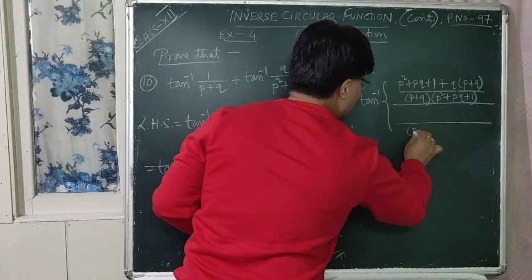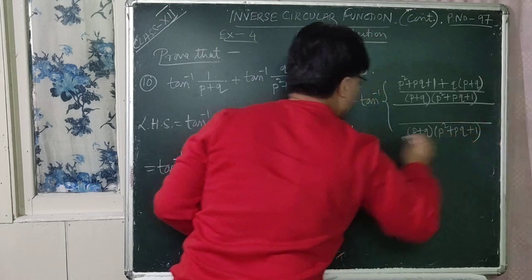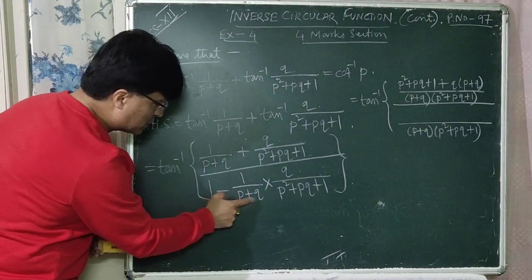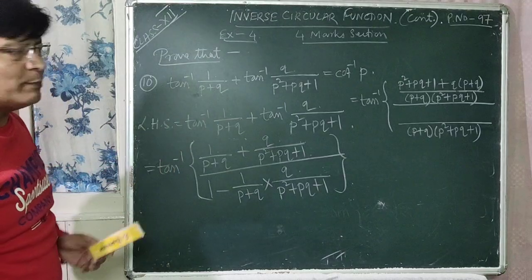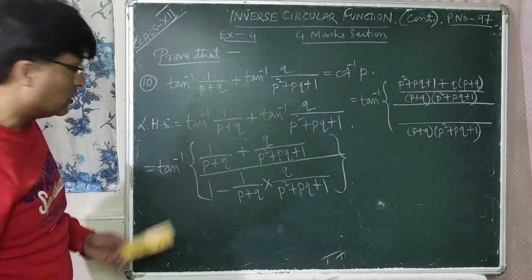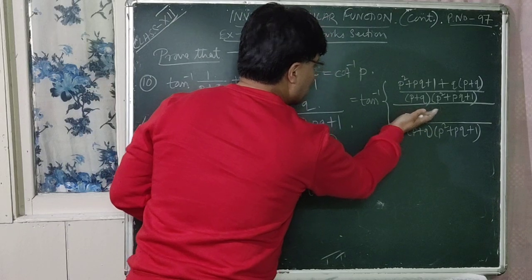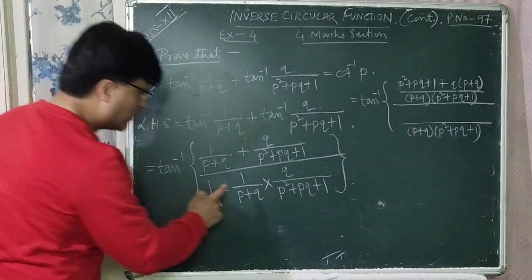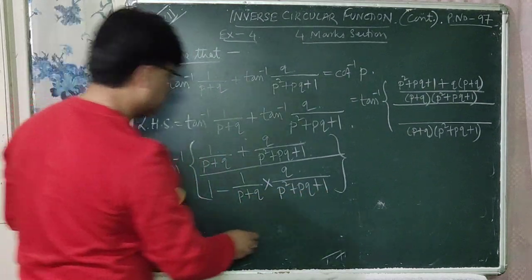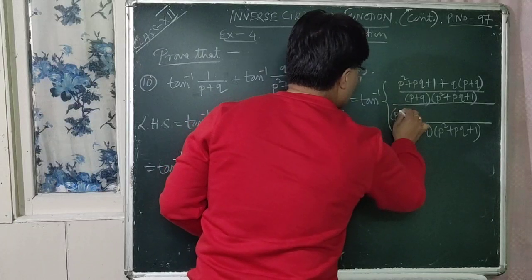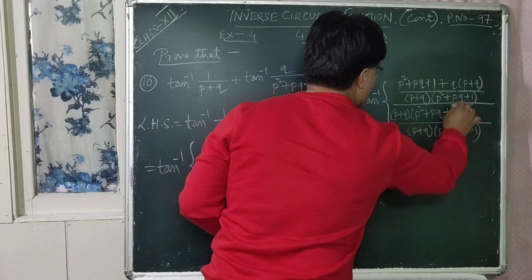Same LCM is there. P plus Q into P square plus PQ plus 1. Because here it is P plus Q into P square plus PQ plus 1. Right? So what will be in the numerator? Again this P plus Q into P square plus PQ plus 1 should be multiplied by 1. Okay. So P plus Q into P square plus PQ plus 1.